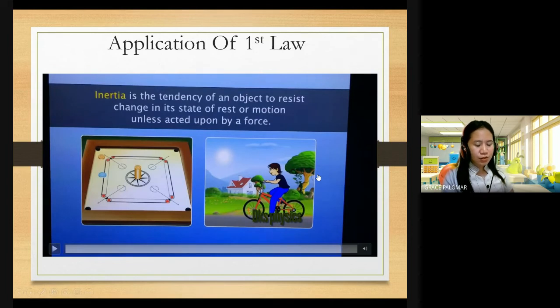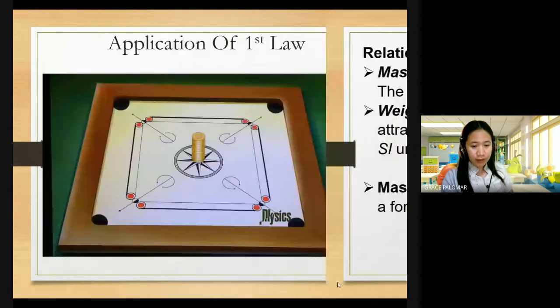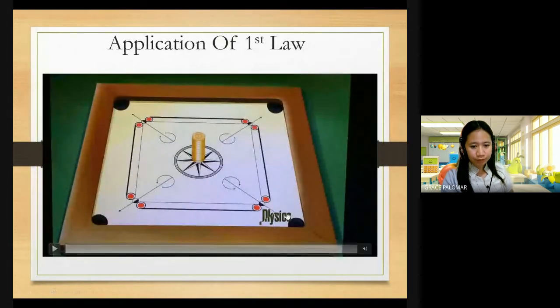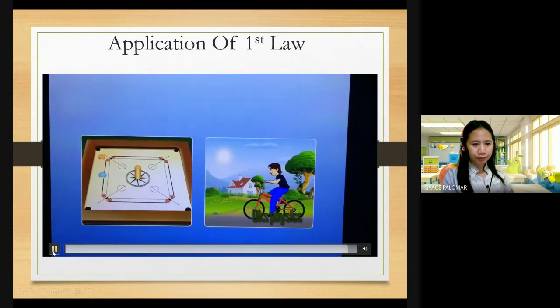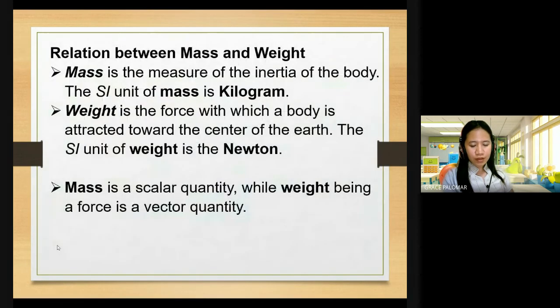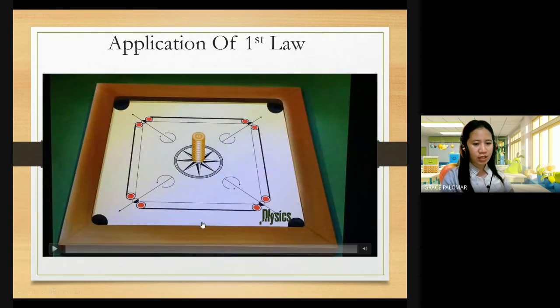Okay, so again, it is also present in your self-learning module when we talk about inertia. It is the tendency of an object to resist change in its state of rest or in motion unless acted upon by an external force. Okay, next. So again, what are the three types of inertia? We have inertia of rest, inertia of motion, and inertia of direction.